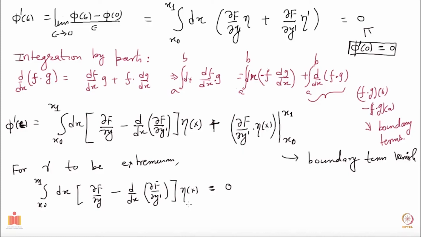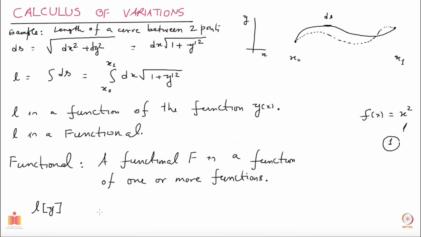Now because your eta is an arbitrary function, I've never specified what that function is. You could choose it freely. Okay, it should have all the good properties that we want for it, but other than that it is completely arbitrary. Now I can conclude from here that whatever you have in square brackets is 0. Let me tell you how we can conclude this.